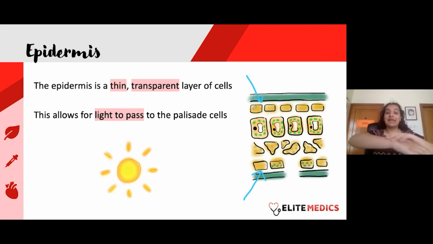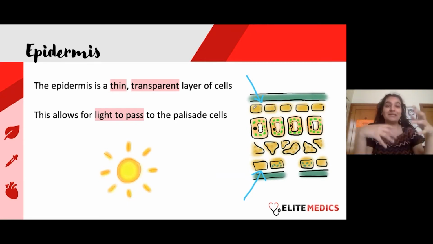If you think of your skin, the upper layer of human skin is called your epidermis. It's just underneath, so it acts as a bit of protection, also to allow things to come in a little bit. So it's a bit more vague, but the main function again is to allow light to pass to these palisade cells underneath.